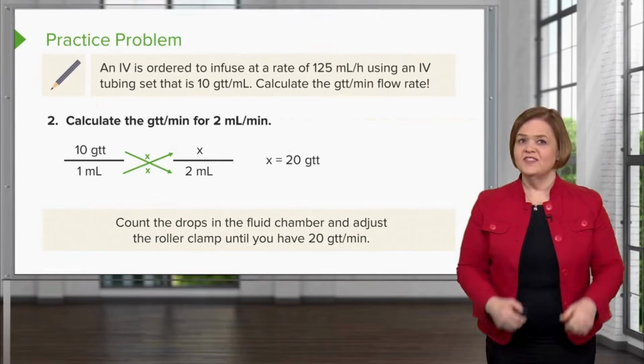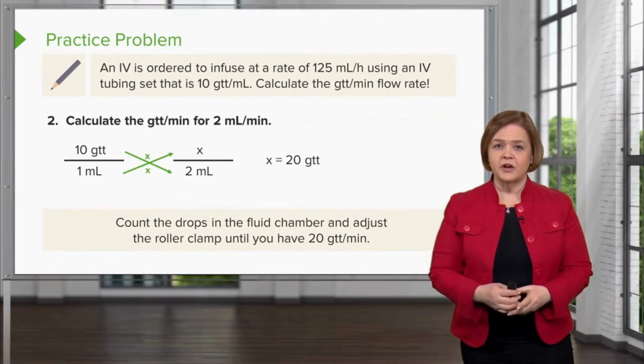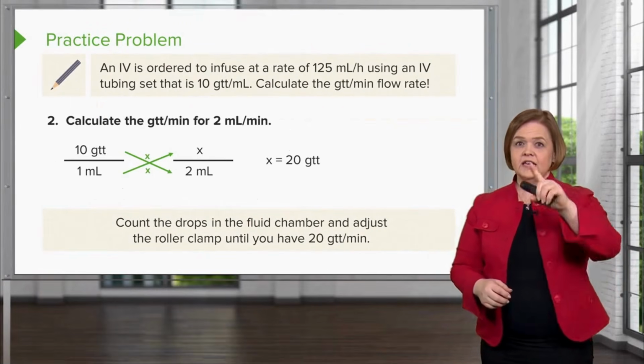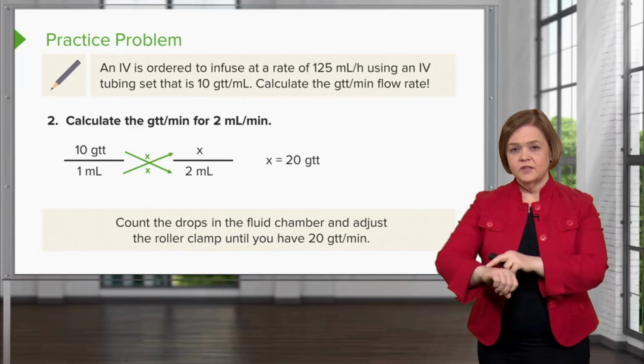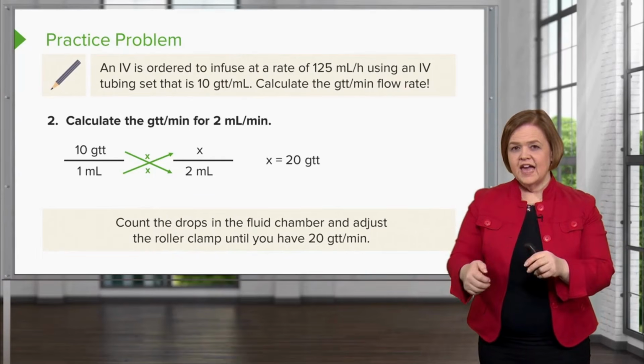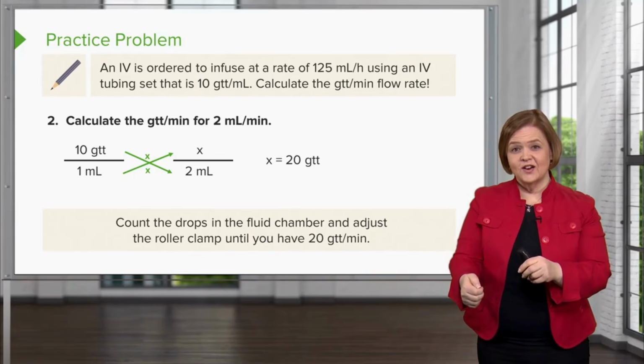So count the drops in the fluid chamber and adjust the roller clamp until you get 20 a minute. Now this is not a perfect science. It takes some practice. You're going to have to practice counting. You're going to need to have some type of watch with a second hand, and you're going to have to work with your dexterity in forcing that roller clamp back and down.